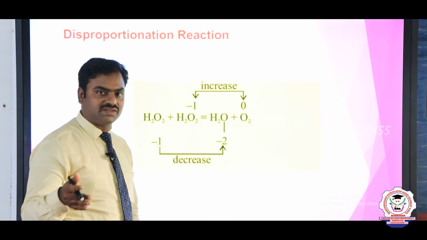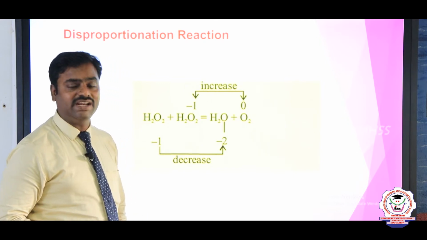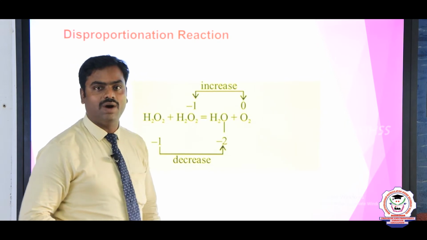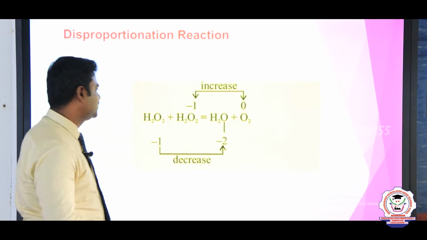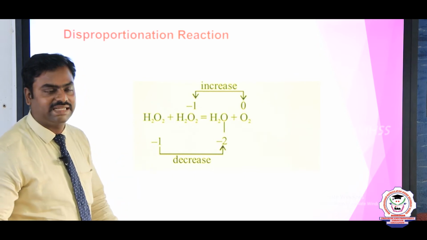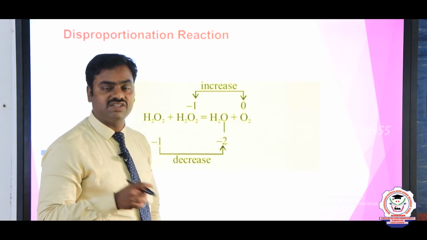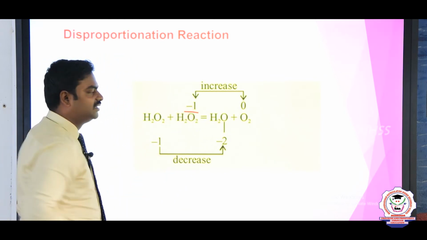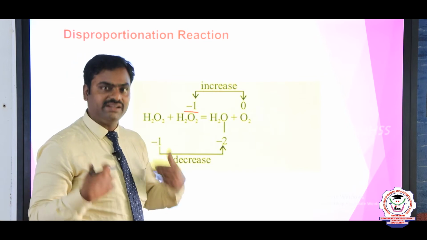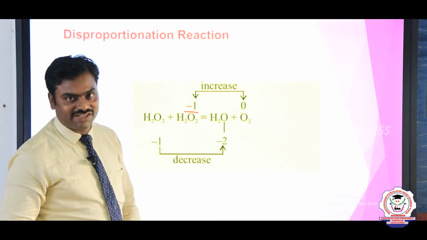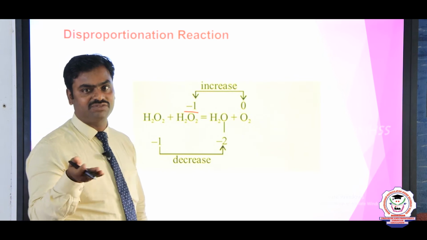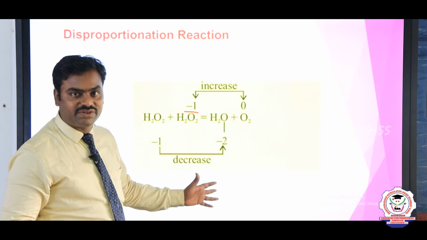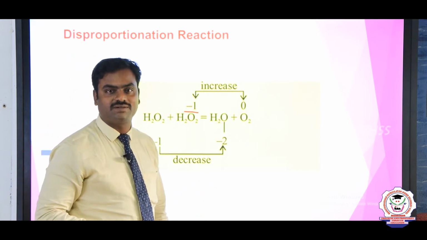See, hydrogen peroxide is a very unstable compound. When it is heated or in the presence of a catalyst, it will convert into water and oxygen. During this process, what is the oxidation state of oxygen in hydrogen peroxide? Obviously it is -1. The same O -1 is undergoing oxidation as well as reduction. So both of the processes are taking place in only one compound. That is why these kinds of reactions are called disproportionation reactions.